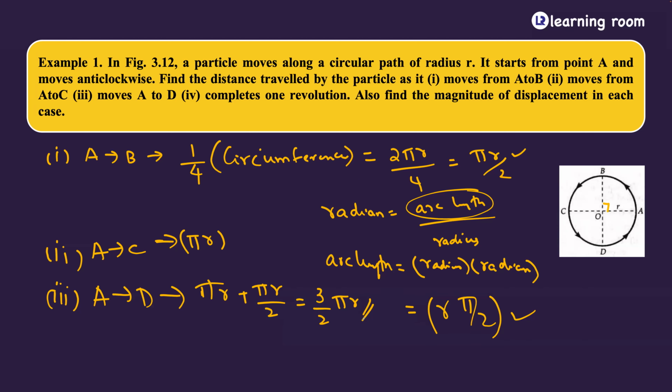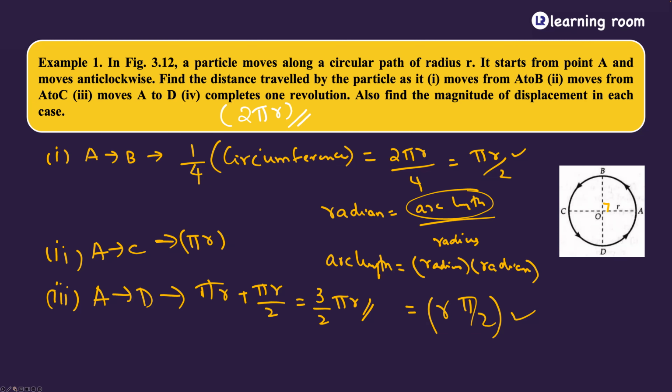Okay, it's fine. So I hope you could understand these three, no? Fourth one, when it completes one revolution, obviously 2 pi r. So when it is going to complete one revolution, it is going to be 2 pi r, right? So the next part of the question is also find the magnitude of displacement in each case.